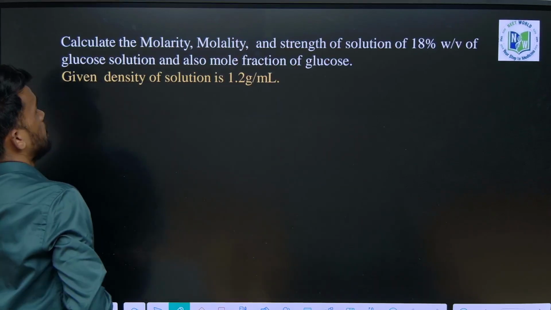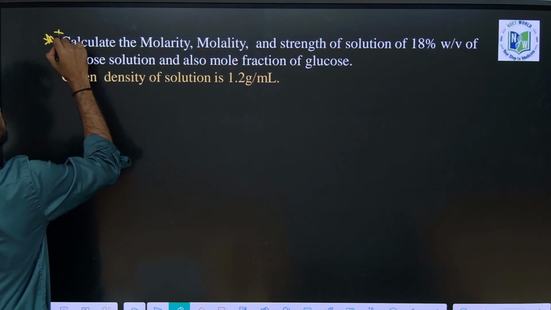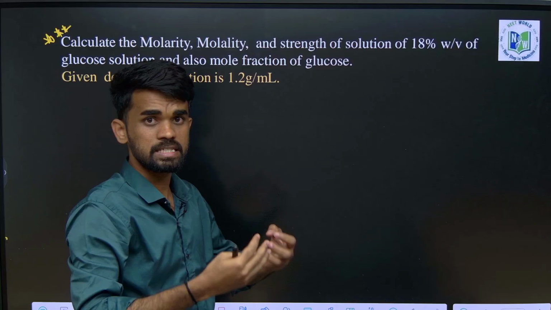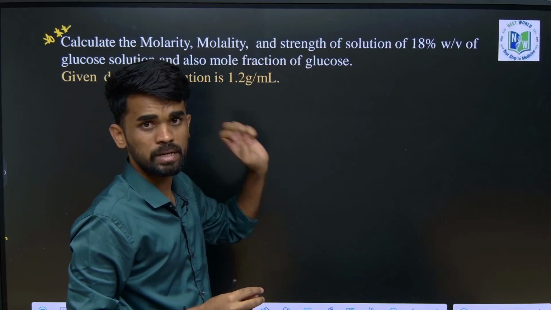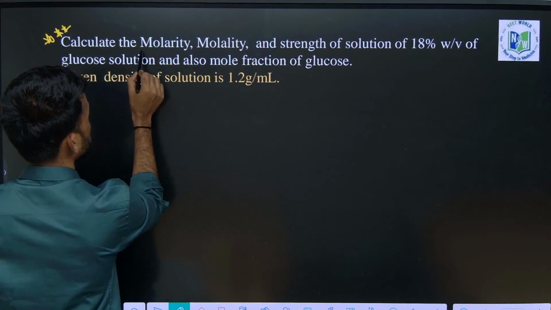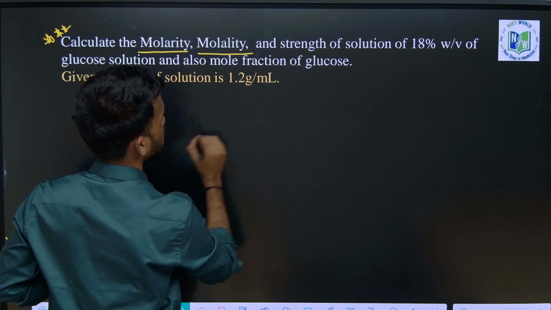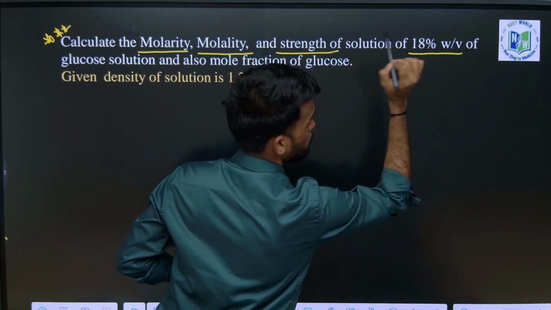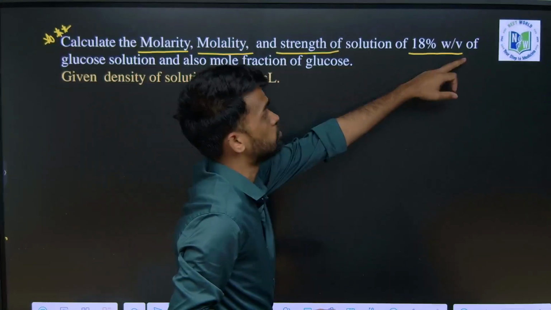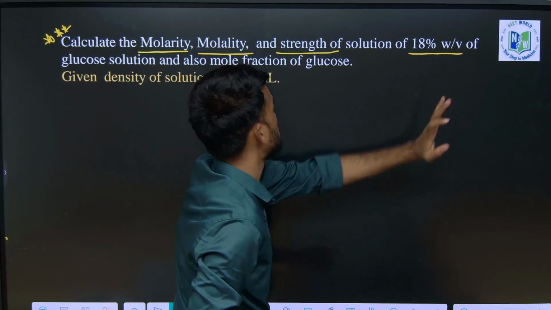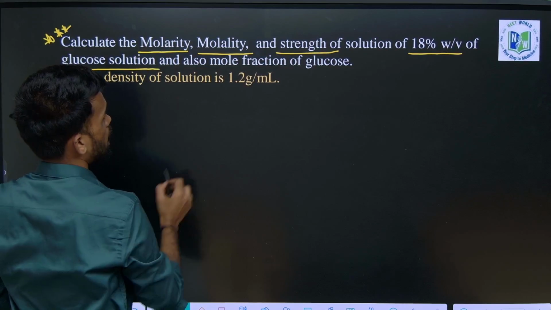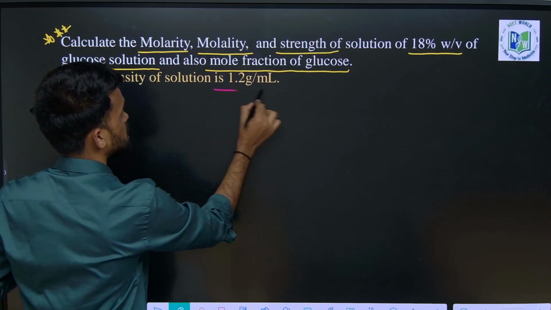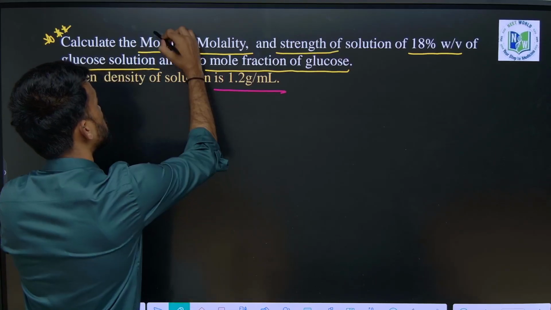Next, I have a question for you. This is very important, so we can get clarity on whatever we discussed till now. First of all, what are we asked? Calculate the molarity, molality, and strength of a solution of 18% weight by volume glucose solution, and also find the mole fraction. Density is given. So first we will go with the molarity formula.